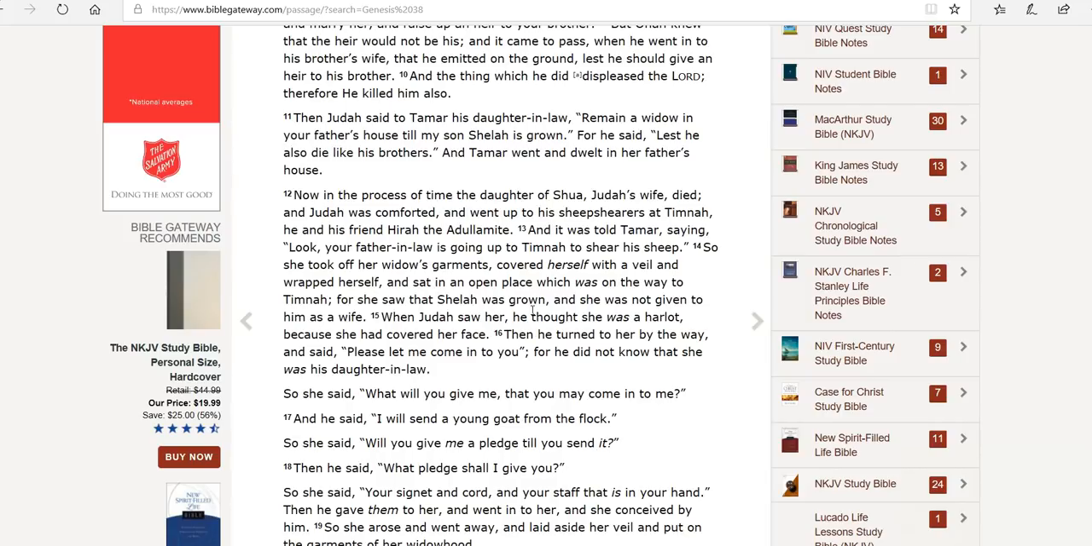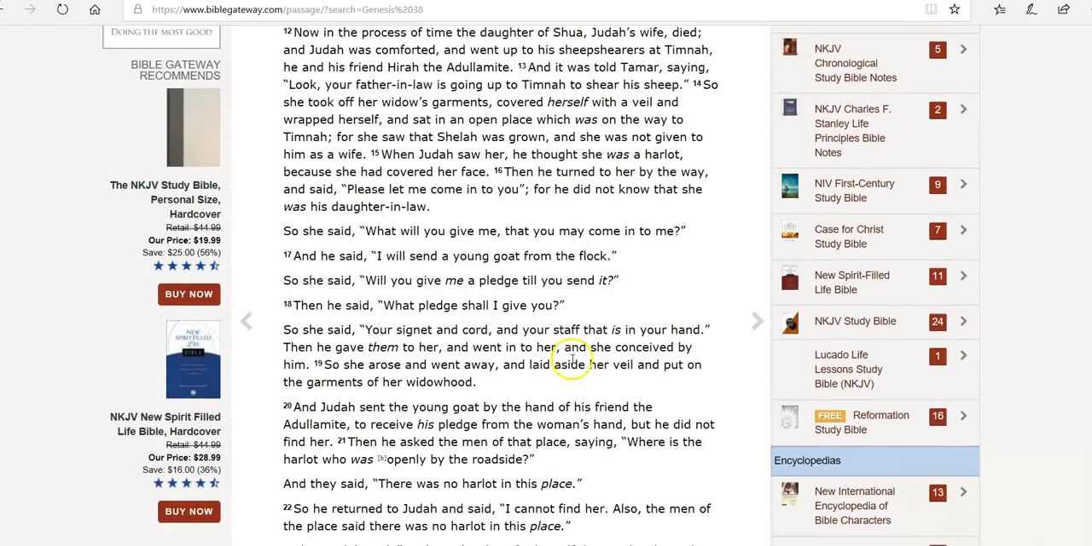And so she says, "What will you give me?" And he said, "I will send a young goat from the flock." And she said, "Will you give me a pledge till you send it?" And he said, "Well, what pledge shall I give you?" And she said, "Your signet and cord and your staff that is in your hand."